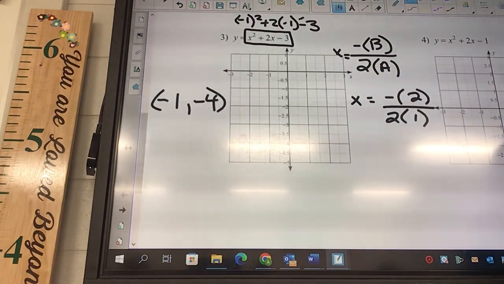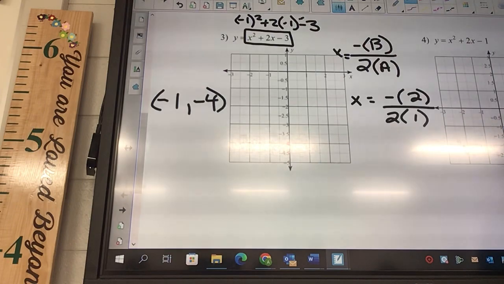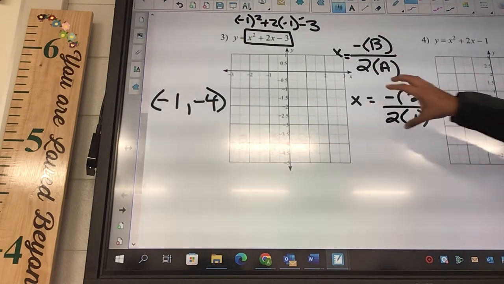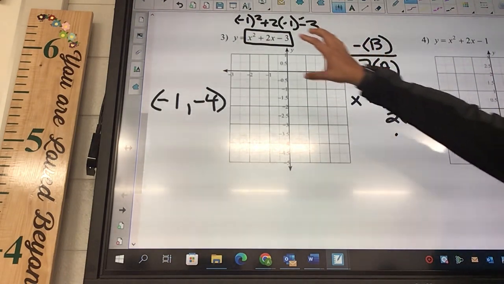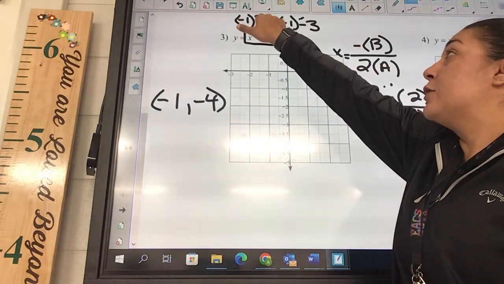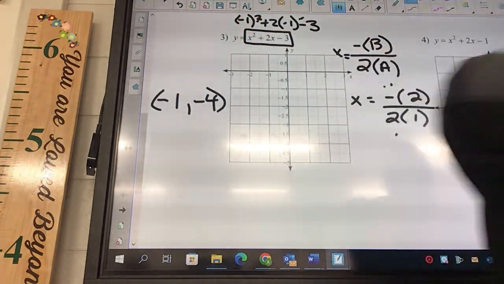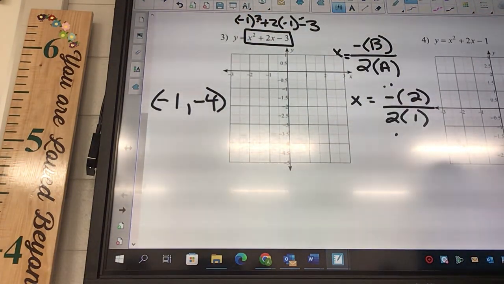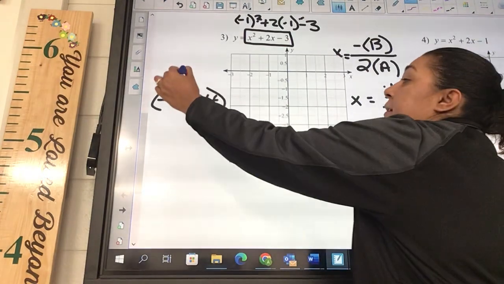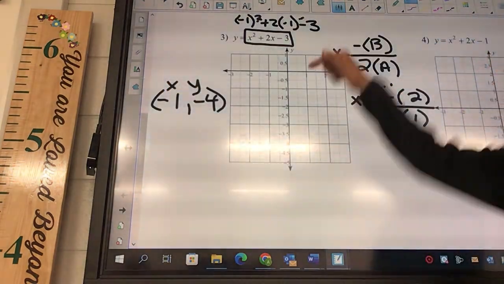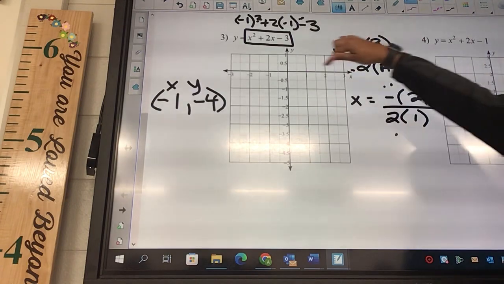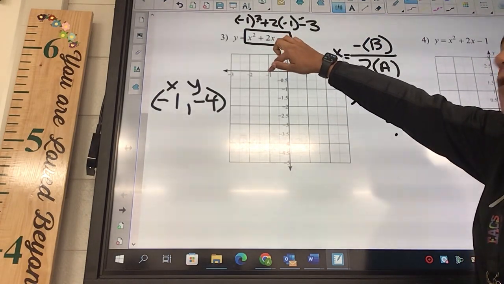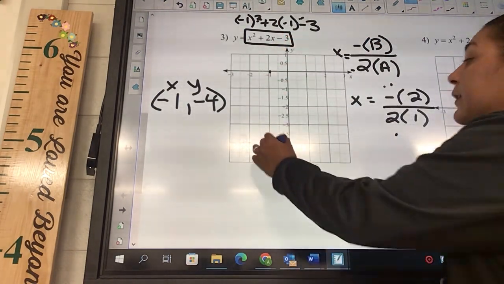Can we put our graph up there? No, we cannot. If you cannot fit your vertex on a graph, that means you either forgot a negative here, or you forgot something up here, which is probably either the squared or the parentheses. Okay, so we go to, and again, this is x and this is y. On our x line, we're going to be at -1, and then now we just go to -4, which is going to be down here.